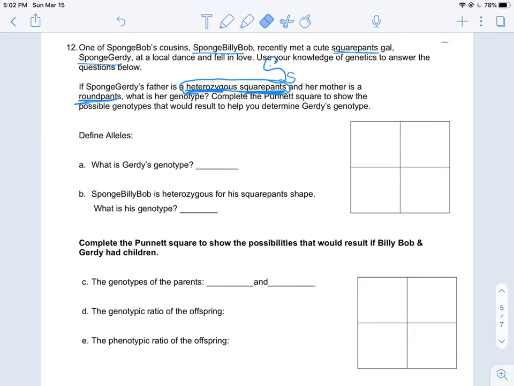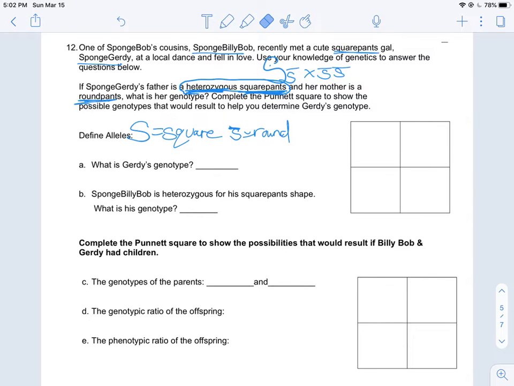So let's go ahead and define our alleles real quick here. Big S would be square pants, and little s, now I have messy handwriting, so sometimes when I'm using things like S's or P's or W's, I will put a line over my lowercase just to say that's lowercase. And that's round. So Sponge Gertie's dad is heterozygous and her mom is homozygous recessive.